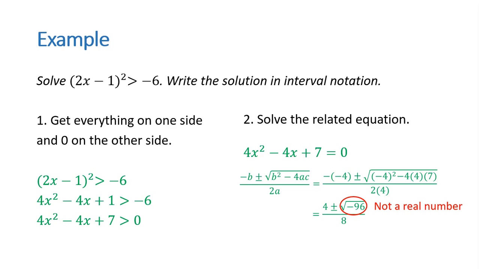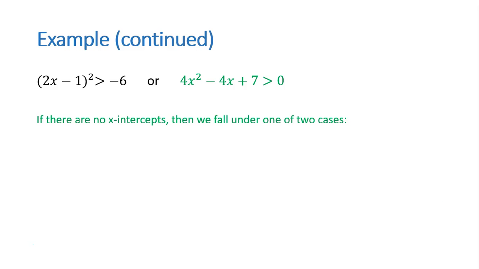number. Well, if when we solve for our x-intercepts, we end up with things that are not real numbers, that means there are no x-intercepts in this case. So this is a quadratic that doesn't have any x-intercepts. So for our purposes, it means we fall under one of two cases. So think graphically back to when we looked at quadratics.